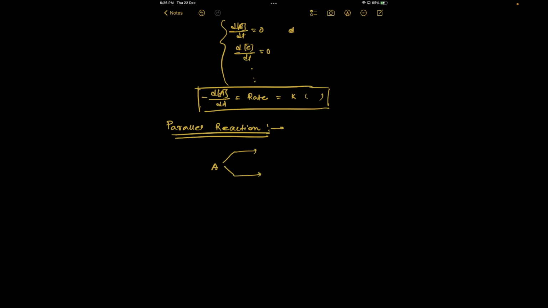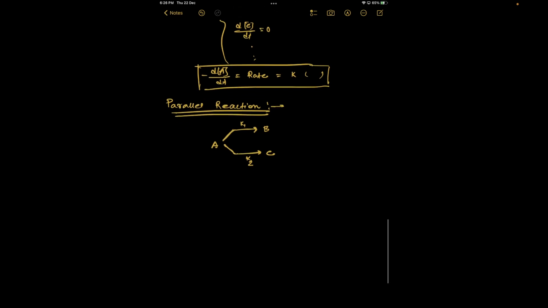Let's say the reactant molecule A can follow this pathway to form the product B molecules, or A molecules can follow this pathway to form the C molecule. The rate constant for this pathway is, let's say, K1, and the rate constant for this pathway is K2. That's why we call it a parallel reaction. Why parallel? Because reactant molecules can form different product molecules by following different reaction pathways. So that's why we're calling it parallel reactions. Okay.